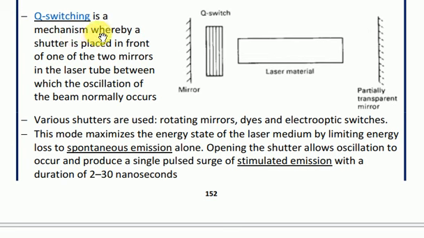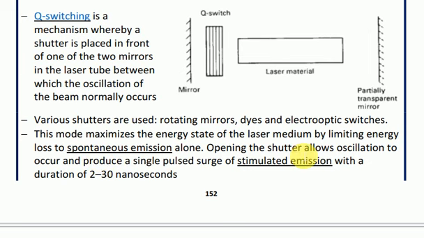Q switching is a mechanism whereby a shutter is placed in front of one of the two mirrors in the laser tube between which the oscillation of the beam normally occurs. Various shutters are used: rotating mirrors, dyes, and electro-optic switches. This mode maximizes the energy state of the laser medium by limiting energy loss to spontaneous emission alone. So spontaneous emission is decreased.